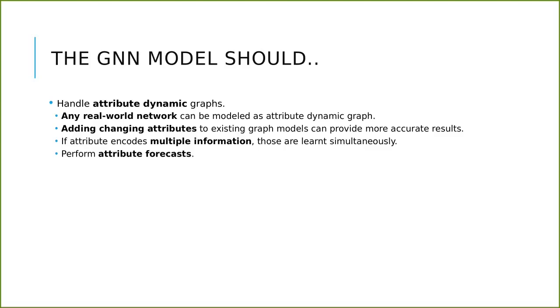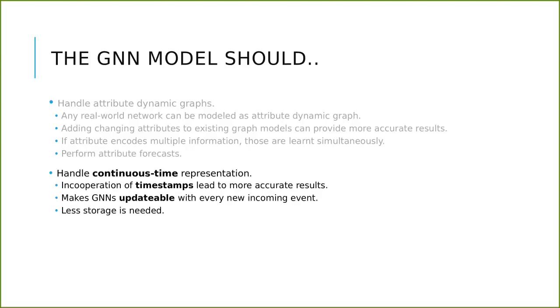Furthermore, our model should be able to predict attributes. Using the continuous time representation also comes with some advantages. That is, the GNN can again lead to more accurate results if we incorporate real-time values. And besides that, it makes the GNN updatable with every new incoming event and thus prevents retraining from scratch. And on top of that, we even save some storage as we don't need to save many huge graph snapshots.